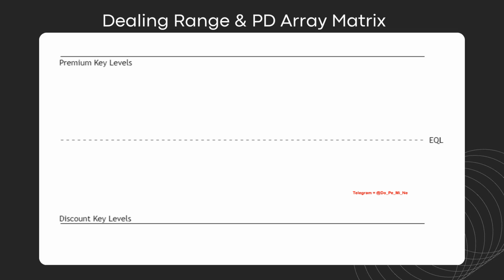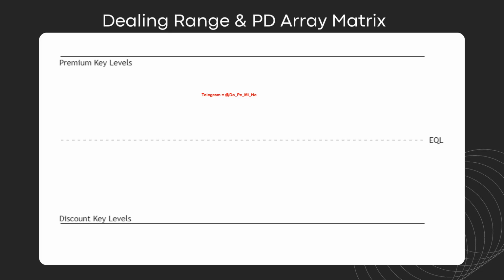Now what you need to remember is that inside this dealing range, or this PDRA matrix, we will have multiple key levels, and these key levels will be both in the premium region and the discount region. These key levels could be in the form of order blocks, breaker blocks, rejection blocks, fair value gaps, or maybe even in the form of highs and lows.